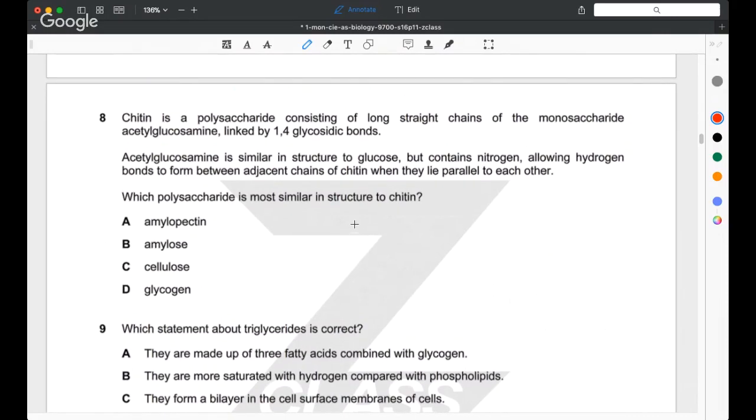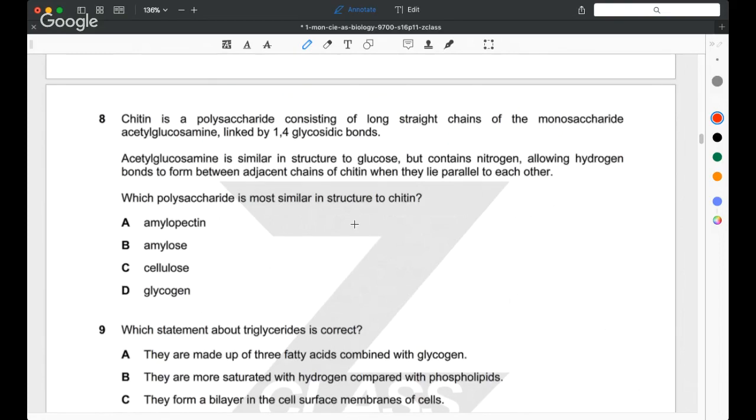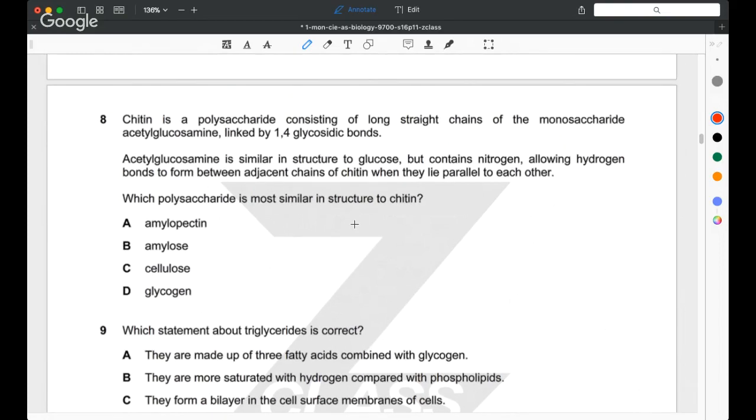Okay, so carrying on now with some more questions about biological molecules. We've got an unknown, unfamiliar polysaccharide here, again linked by 1,4 glycosidic bonds. And it's similar in structure to glucose. And the key here is that in these long chains, there are hydrogen bonds between adjacent chains.